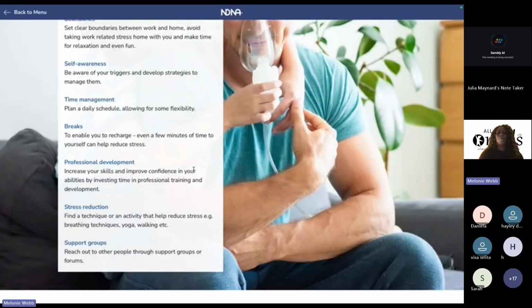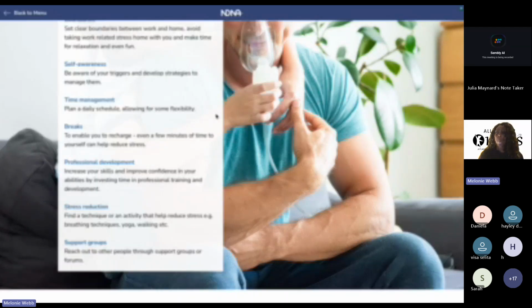Increase your skills and improve your confidence and abilities by investing time in professional training and development. I'll read that again. Increase your skills and improve your confidence in your abilities by investing time in professional training and development. So if there's something that you know that you need support with, don't wait for your supervision to bring that up. If there's some level of training that you would like to take part in, source the training. If that training impacts your role, then have a conversation with your senior staff about how you can be supported throughout that training.